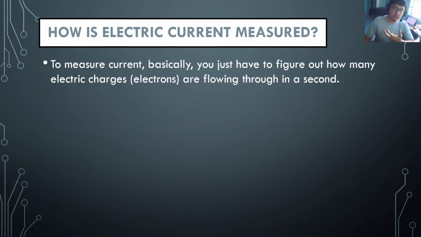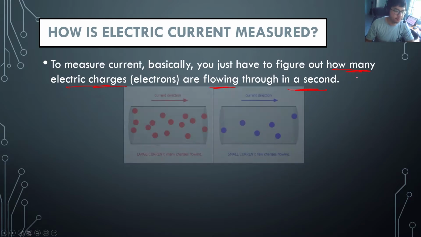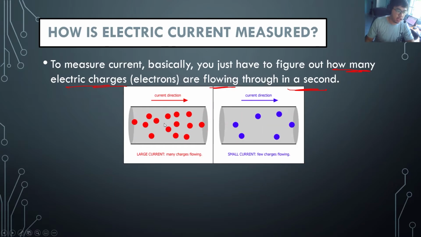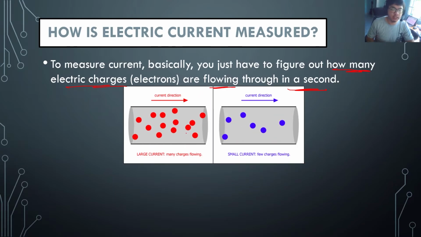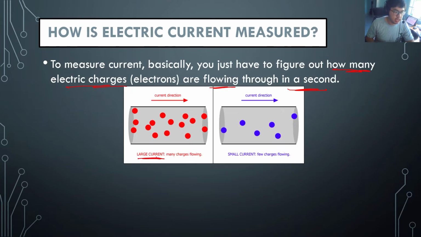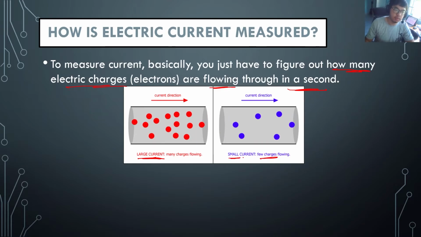So how do you measure current? How do you know if there is a large current or if there is a small current? When there's a large current, there's a lot of electricity, we say. And when there's not a lot of current, there's not a lot of electricity. Basically, you just have to figure out how many electric charges are flowing through in a second. So if you have a lot of electrons flowing, then you say there is a large current. If not a lot of electrons or charges are flowing, then we say there is a small current.